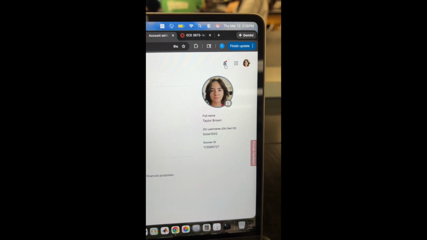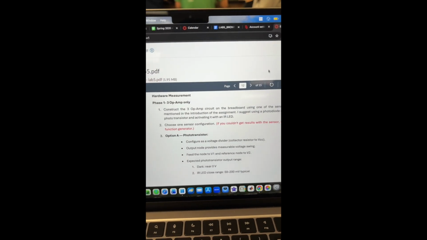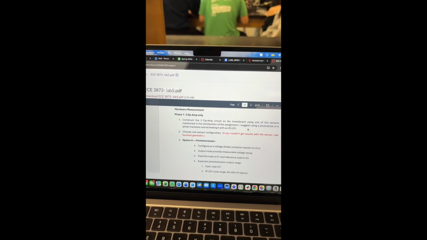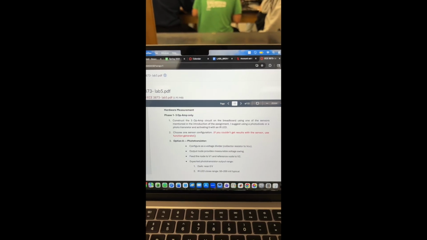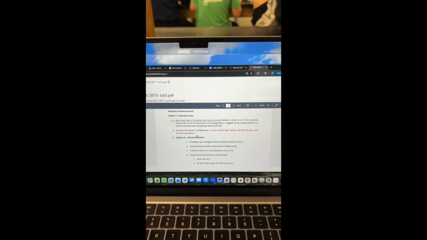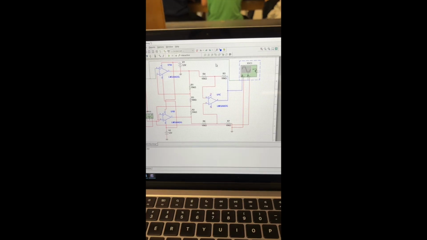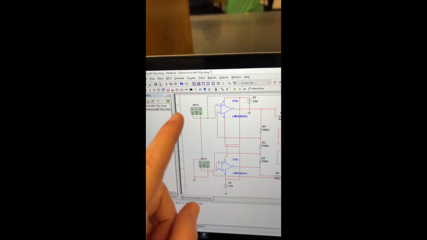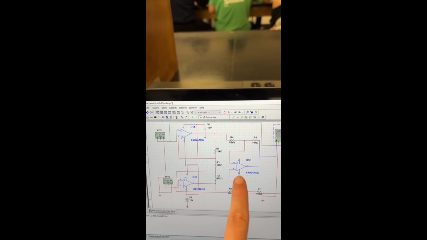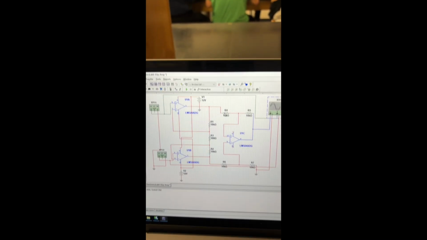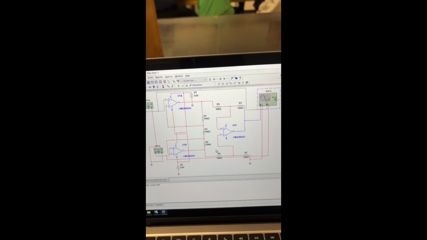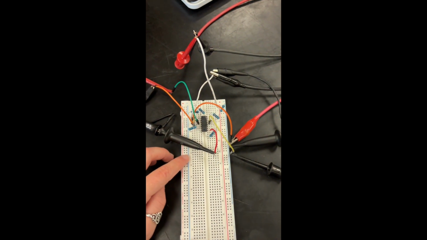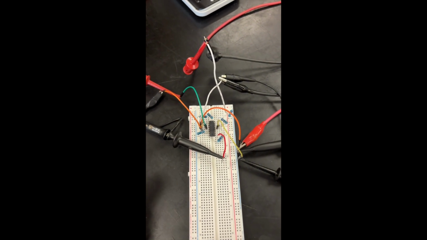Hello, I am Taylor Brown, and right now we are doing the first part of Lab 5, where we have our 3 op amp constructed, and we're looking at the difference between the input to one of the op amps versus the difference to the other op amp, and then we're trying to amplify that difference by 200. So here's our simulation. We've calculated for all of our resistor values, and we've taken the same exact circuit and we have constructed it on our breadboard right here.